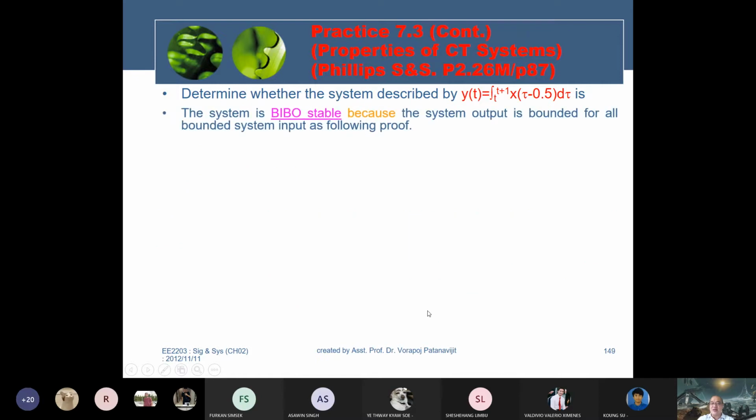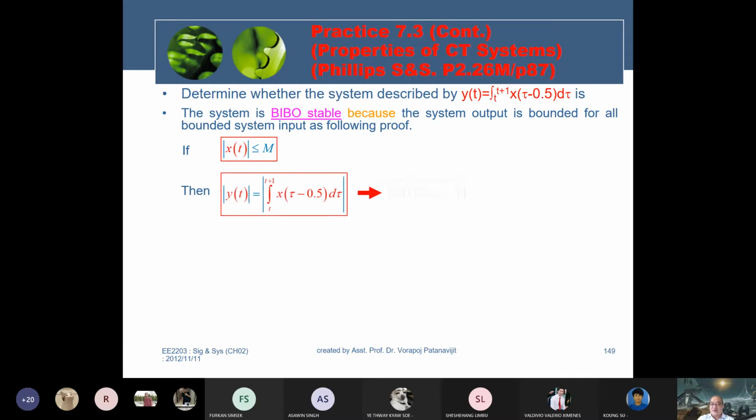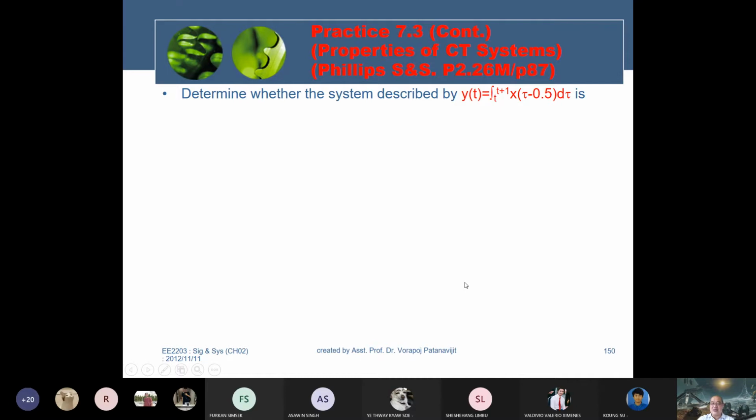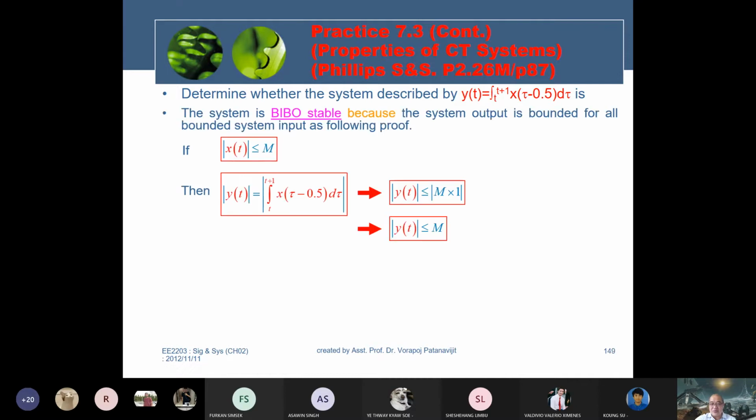Next one, the system is BIBO stable because the system output is bounded, by the following proof. If the input is finite, less than M, what about the output? If it is finite, you integrate this value over a certain period, which gives you M multiplied by 1, and therefore the final result is still M. If it is still M, it means it is stable.